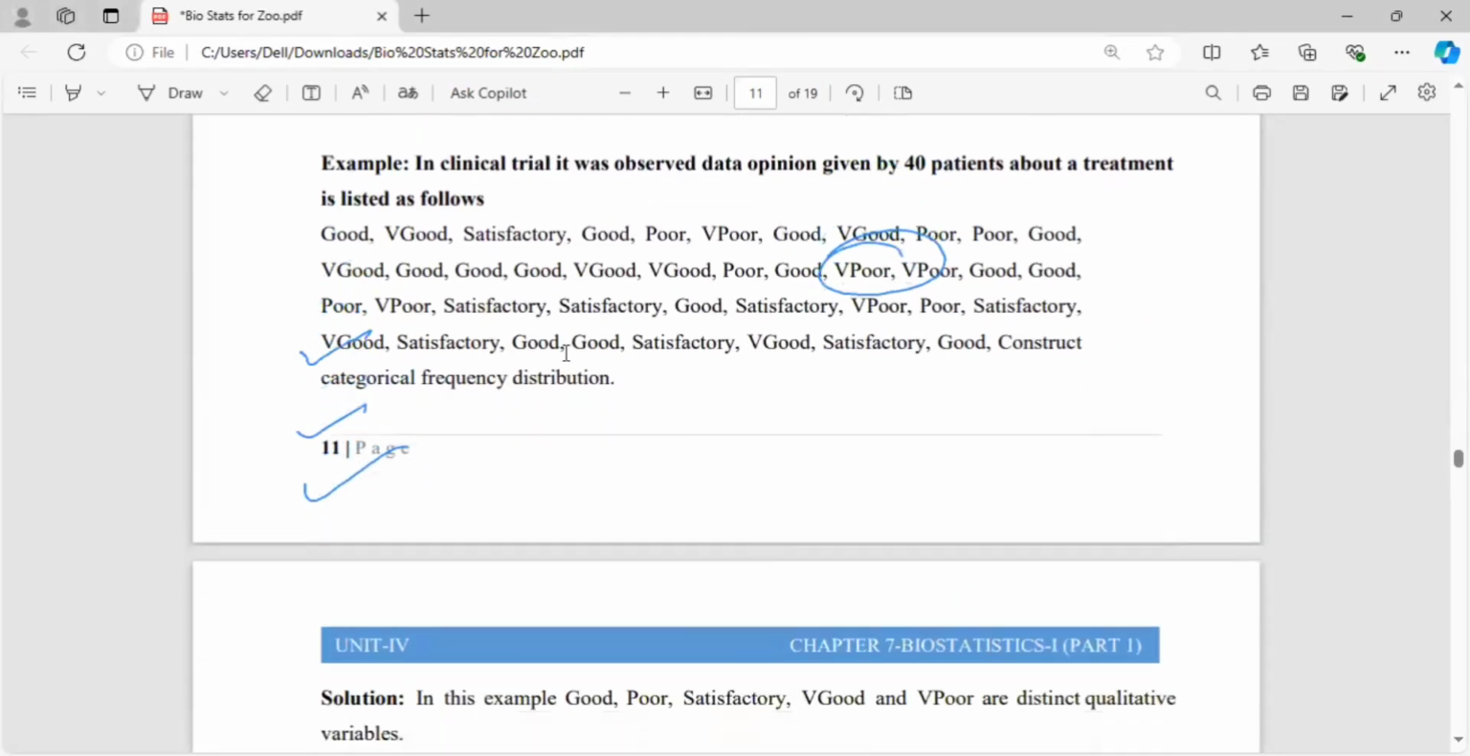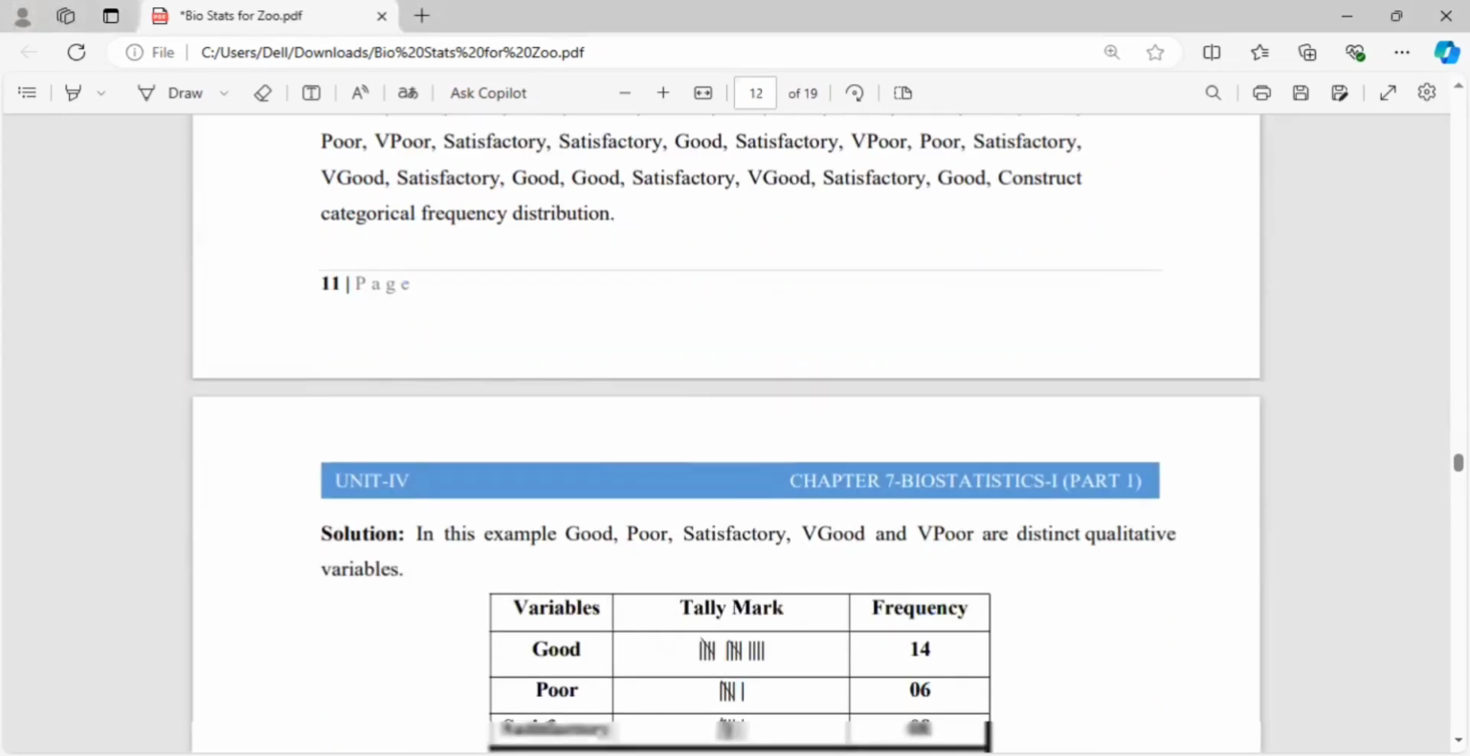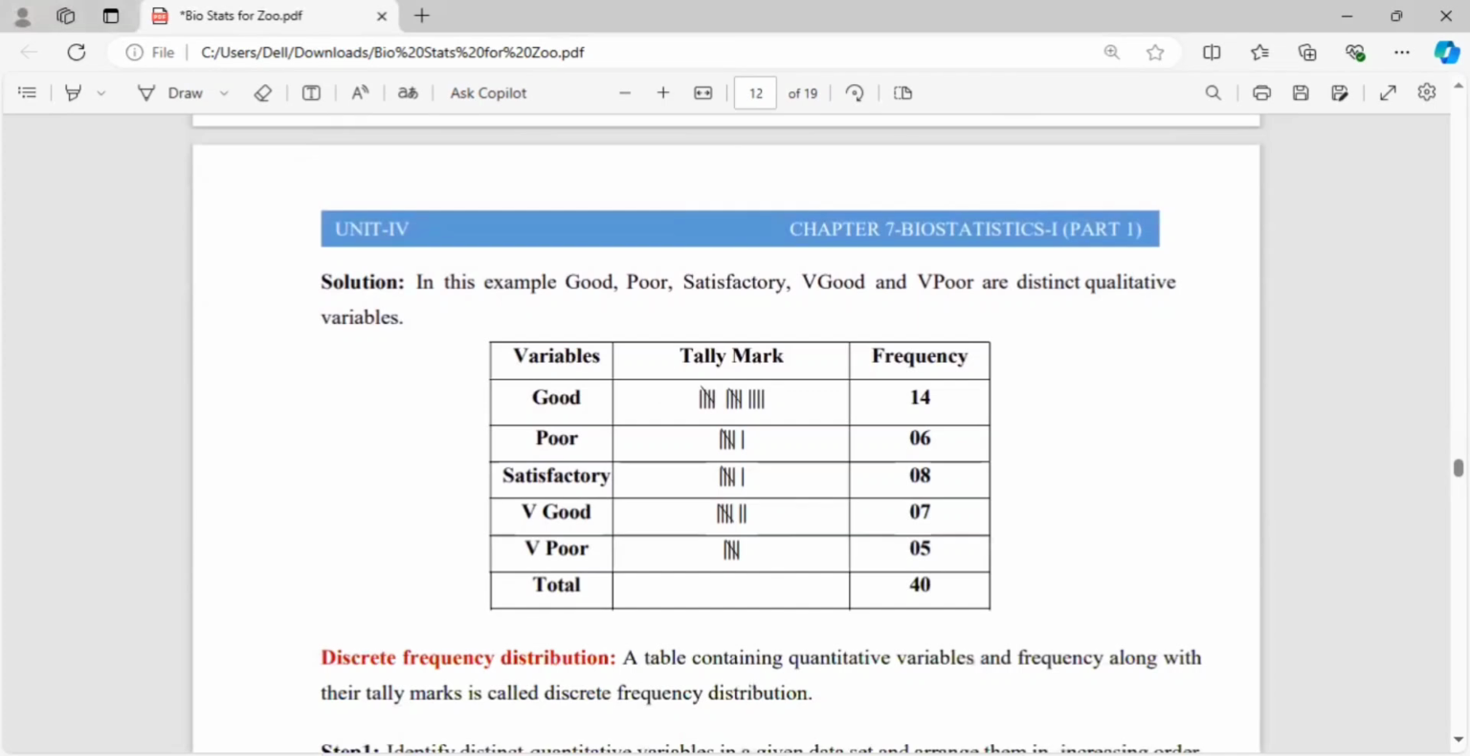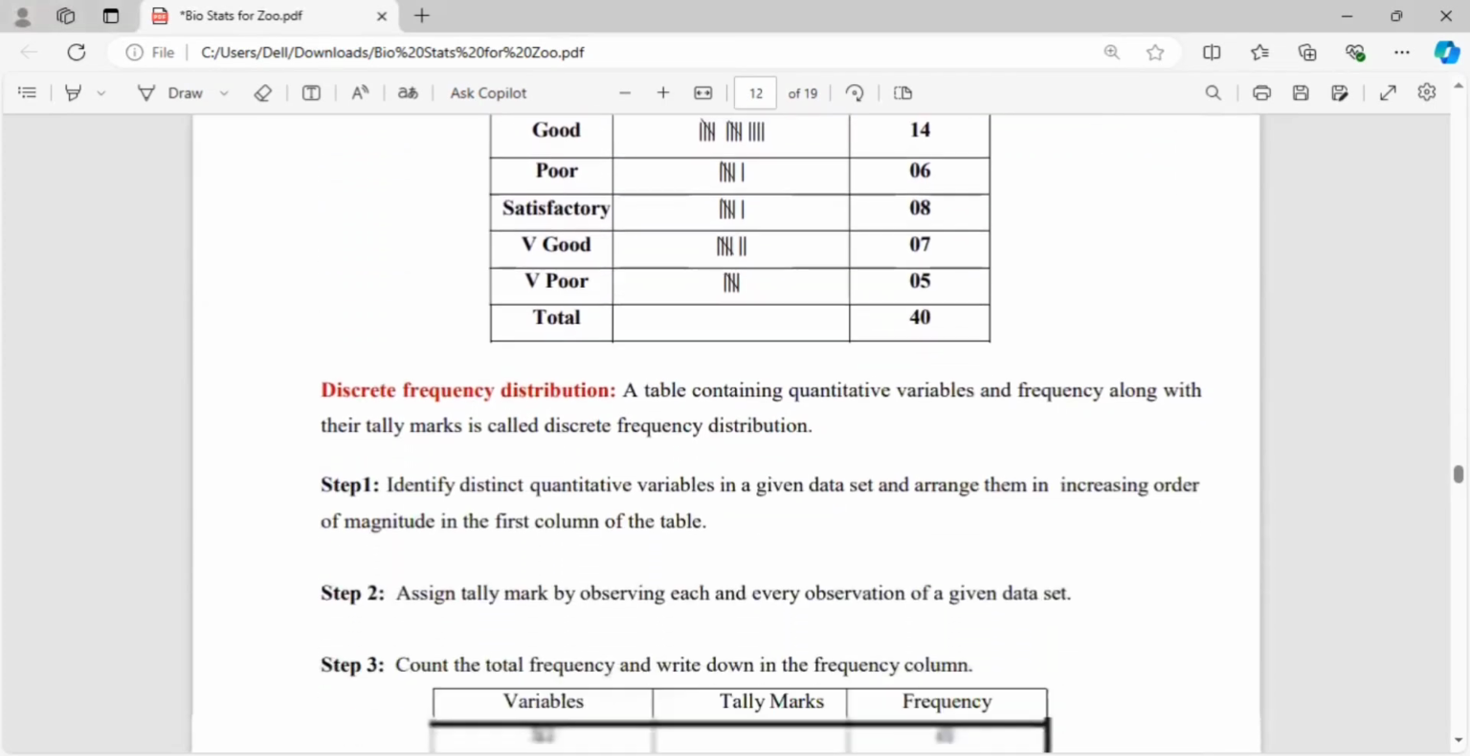Then we discussed one example related to classification of the data. In a clinical trial, opinions were given by 40 patients. So these are qualitative data. We need to represent them in a systematic manner, so we represented them here like this. This is also covered in our regular class.